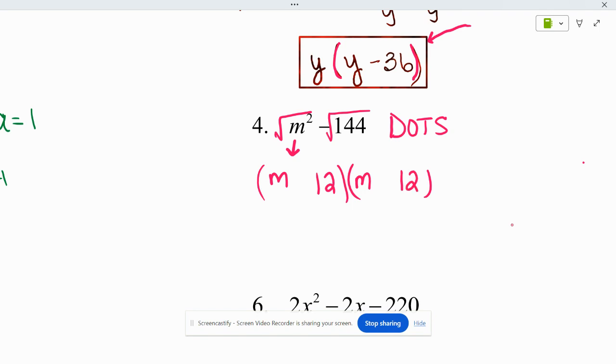So what do I put in between the parentheses for those two binomials? One of them gets a plus and one of them gets a minus. Does it matter if I put the plus first and the minus second? Can I change it and write it as m minus 12, m plus 12? Yeah, the order does not matter. Okay, and that's it. That's what difference of two squares looks like.